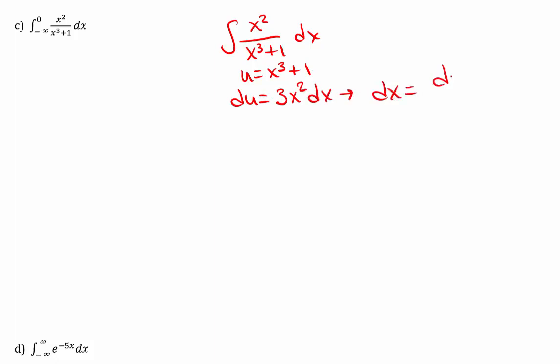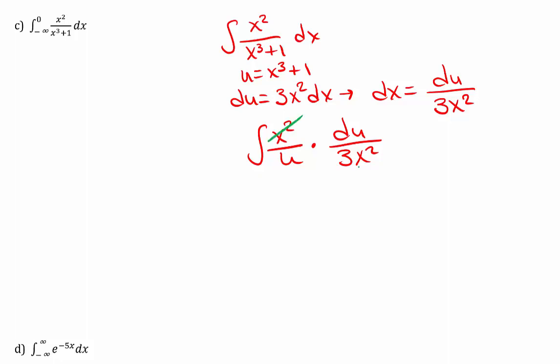All right, let's do a few more. Example C. First thing I'm going to do is just try to find the antiderivative. I'm going to use a u sub. I'll let u equal x to the third plus 1. So du is 3x squared dx. That means dx is du divided by 3x squared. So the integral becomes x squared over u times du over 3x squared.